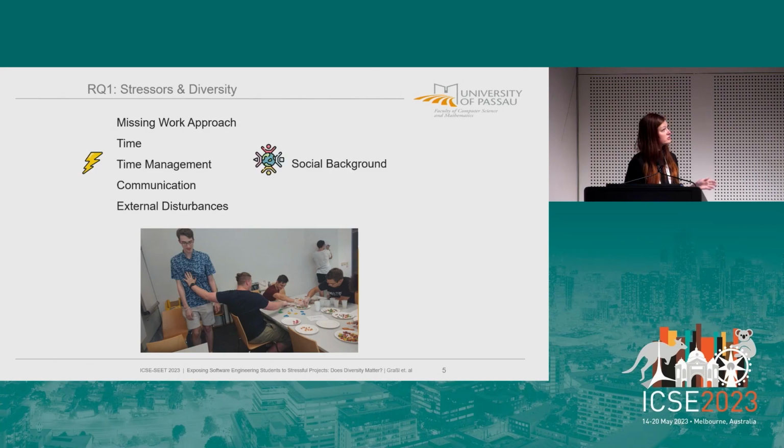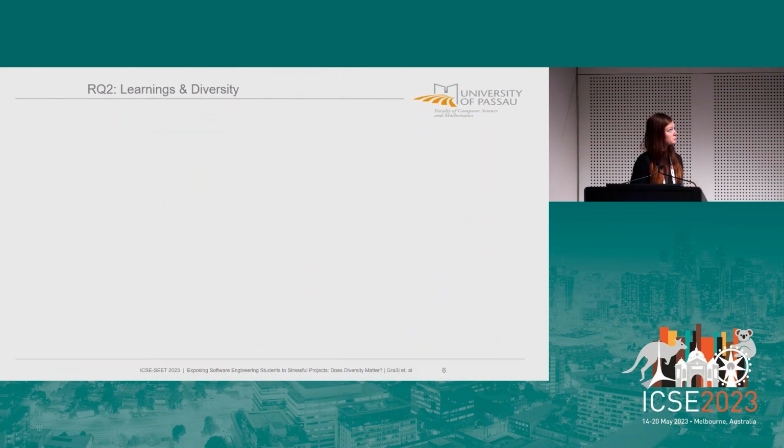Overall, the diversity dimension of the social background, so social background in our context means the parents are academic or not academic, or one parent has an academic background, impacts the perceived stressors the most overall.